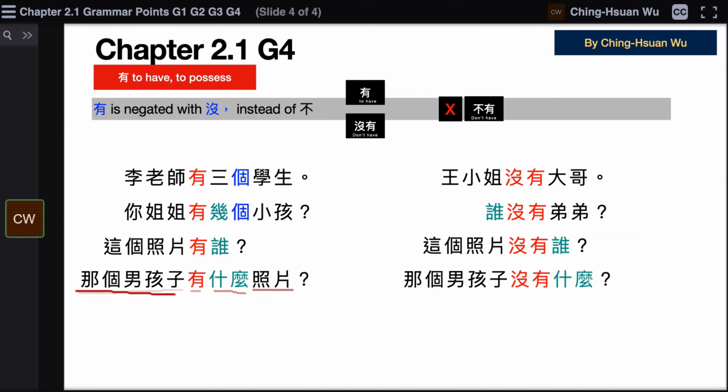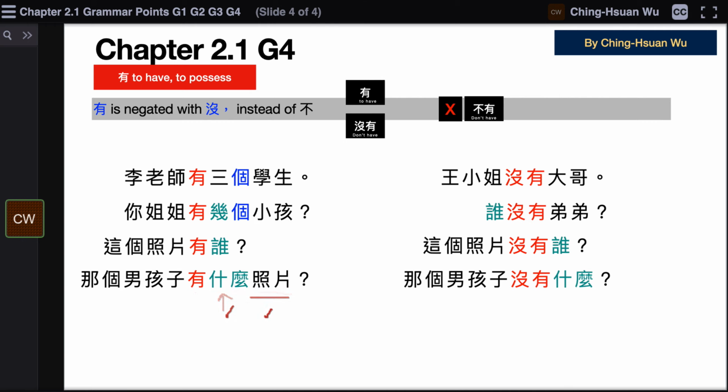Again, let's look at this phrase. 那 means that. It is a demonstrative pronoun. 男孩子 literally means male child. That means a boy. 男孩子 together is a noun. You have a demonstrative pronoun and a noun. In between, you need a measure word to connect them. 那个男孩子 that boy has what photo? As you can see here, the question pronoun 什么 meaning what can be followed by a noun 照片 to mean what photo.